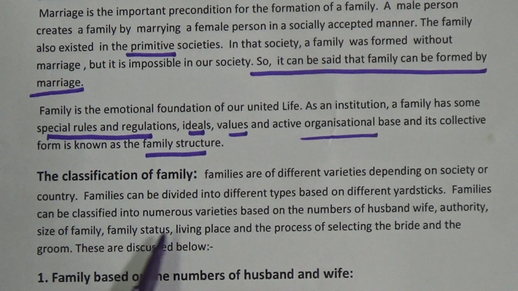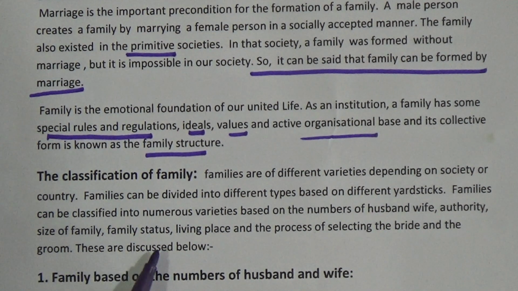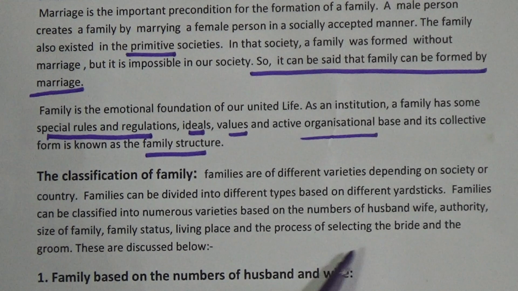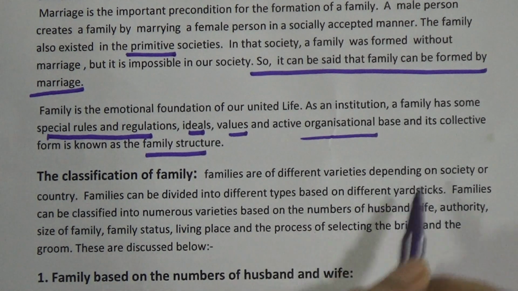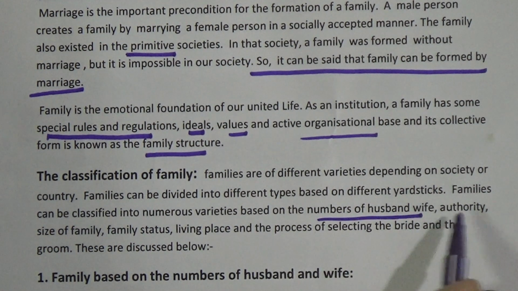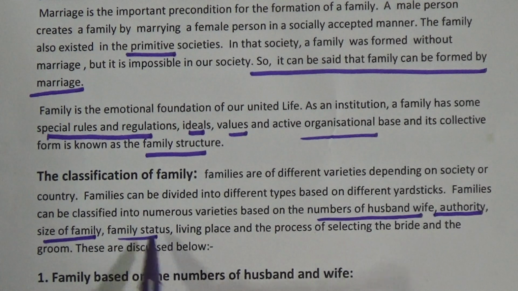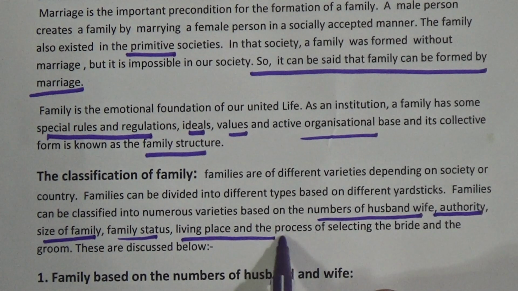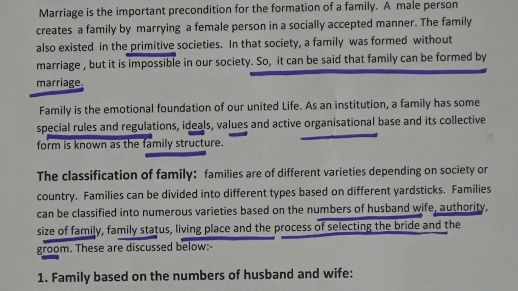Family can be classified into numerous varieties based on the number of husbands and wives, authority, size of family, family status, living place, and the process of selecting the bride and the groom. So what are the varieties? Number of husband and wife. Second one is authority, size of family, family status, living place, and the process of selecting bride and groom. This way we can classify the families.